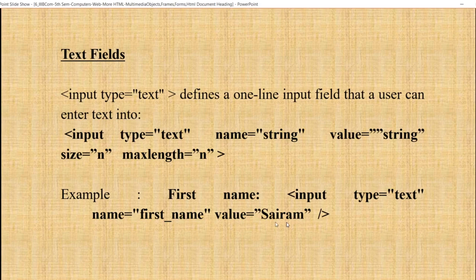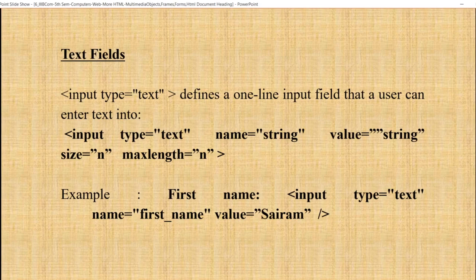Field with different attributes. Type indicates the type of input control. For the text input control, it will be set to text. Name is used to give the name to the control, which is sent to the server to be recognized and get the value. Value is used to provide the initial value inside the control.